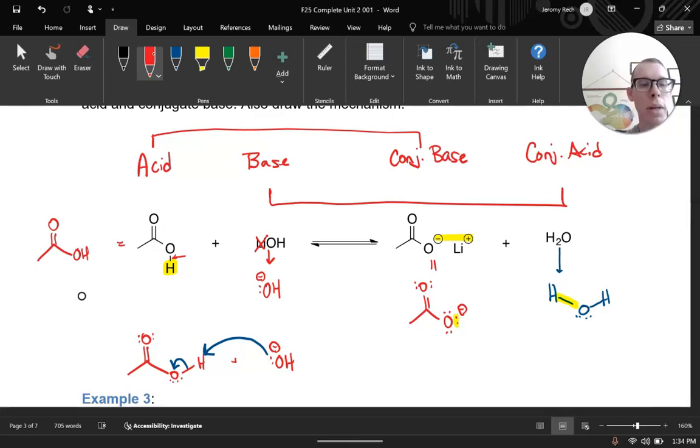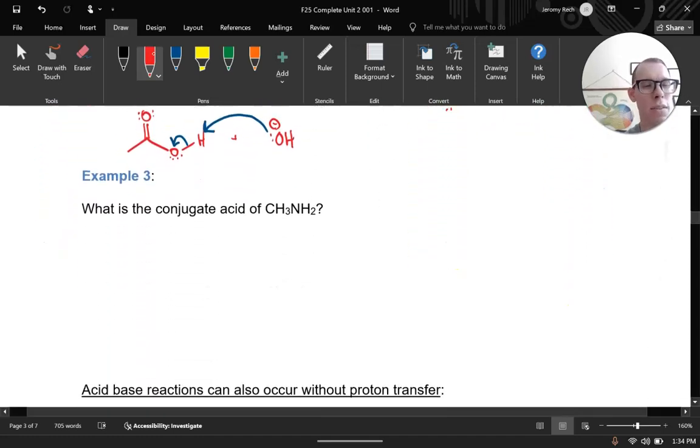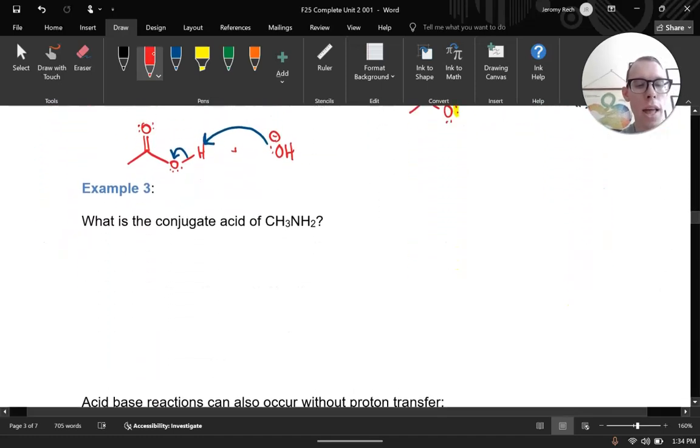Now, sometimes this can be a little bit more involved, and we can also assess a lot of that same knowledge without actually having you go through and draw out this entire process. So let's go ahead and ask a similar question, but in a really, really different way. It's the same concept, a very different way. Let's go ahead and look at example 3. What is the conjugate acid of CH3NH2?